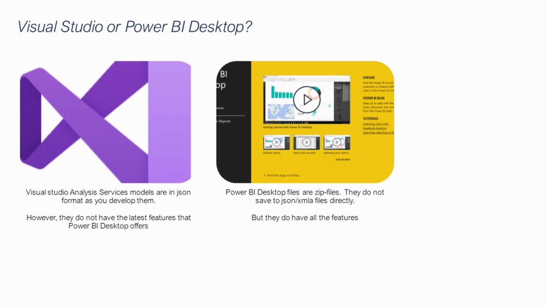I want to be able to use all the latest features, but I still want to have an XMLA Analysis Services model, which I can check into source control and actually see what was changed. So the funny thing is that I found a way to do just that.